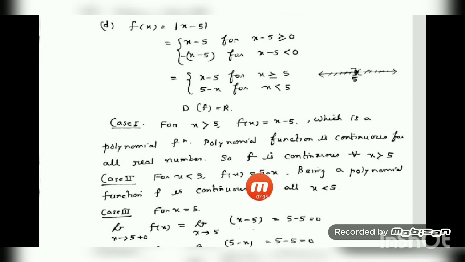That means for inequality, so less than 5, f(x) is defined by 5 minus x. This is x minus 5, this is 5 minus x. But both of them are polynomial functions. So I can write down, being a polynomial function, f is continuous for all x less than 5. Or like this also we can write down. So give the statement why it is continuous. But at the point x equal to 5, that calculation you have to always show.